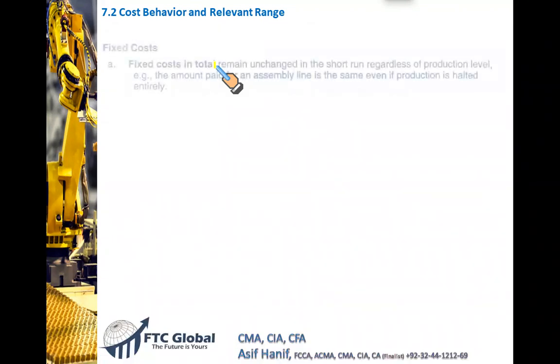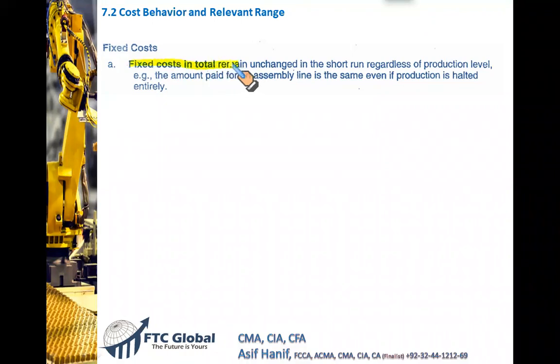Right? So I hope you got the idea. Now let us see what about the fixed cost. Your fixed cost in total remains the same again in the short run. Like your rent stays the same, at least for a year. Your depreciation stays the same. Your insurance premium for the year stays the same, regardless of the level of production.